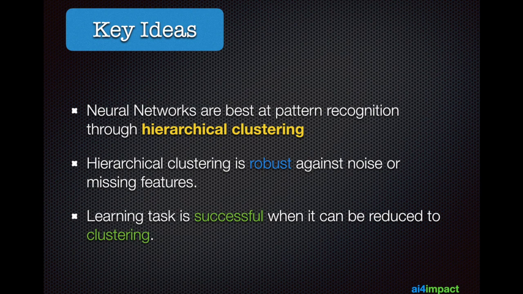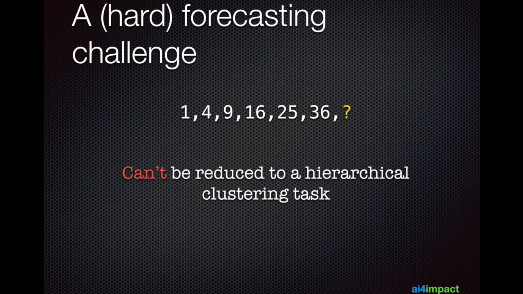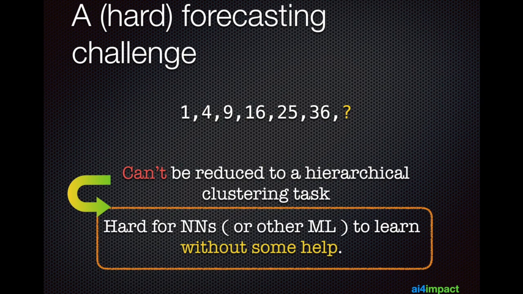So the learning is successful when it can be reduced to clustering. Otherwise, neural networks will not be able to solve a problem. Here is a hard problem for a neural network. Most of us would have no problem guessing the last value. But because this can't be reduced to a hierarchical clustering task, it is actually very hard for the network to forecast the next value without any help from us. This is where feature engineering comes in.